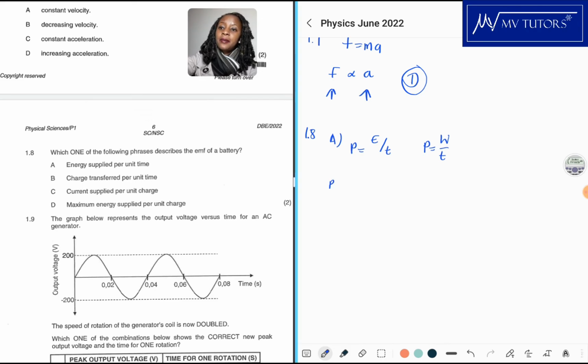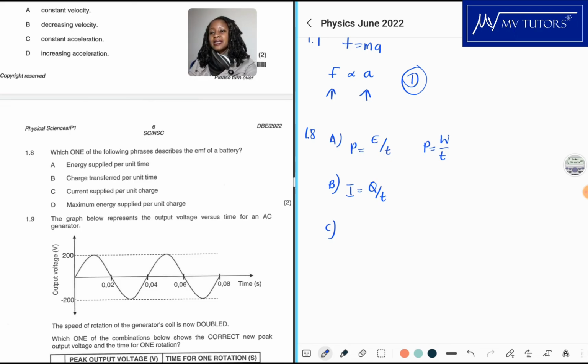And then B, charge transferred per unit time. You know that if you have charge per unit time, that's basically the current. That is not the EMF. The current affects the EMF, all right? Or rather, in the circuit, if there's current, then you have some lost volts. EMF never changes. EMF is always the same, all right? But the reading on a voltmeter would change as soon as current is there. But current does not describe the EMF. It affects the reading of the voltmeter.